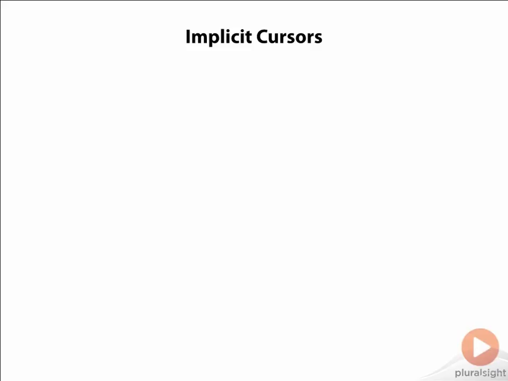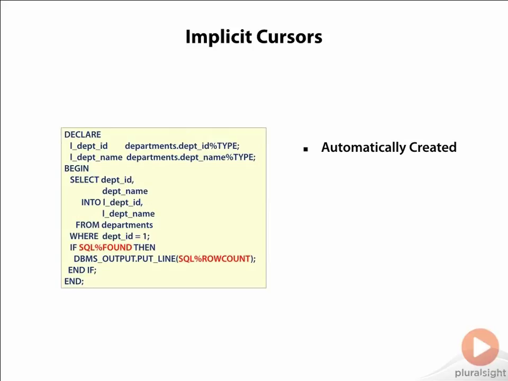Implicit cursors are opened for you when you issue a select, insert, update, or delete statement in PL/SQL. Oracle opens these cursors for you, fetches the row, and closes it for you automatically. In this code snippet, we issue a select to get the department ID and department name from the departments table, and fetch into L department ID and L department name. Note the SELECT INTO syntax in PL/SQL, which is different from SQL statements.